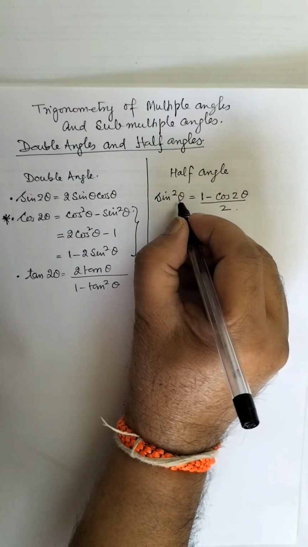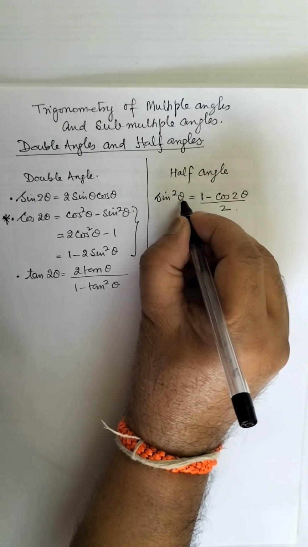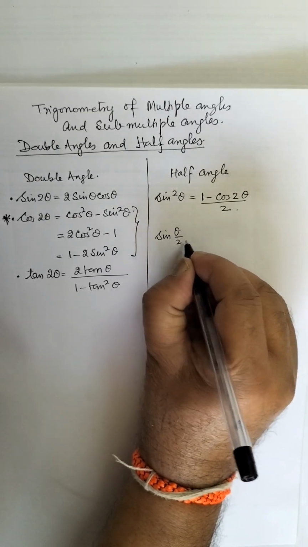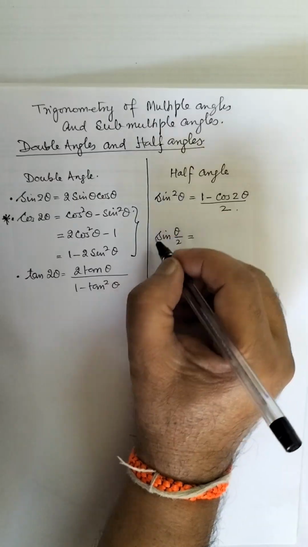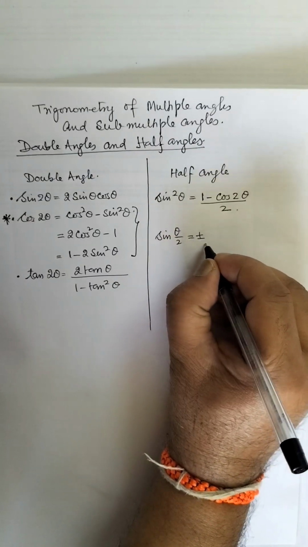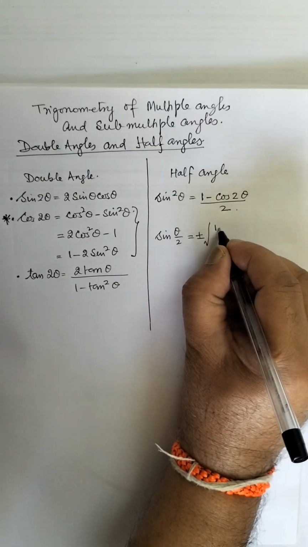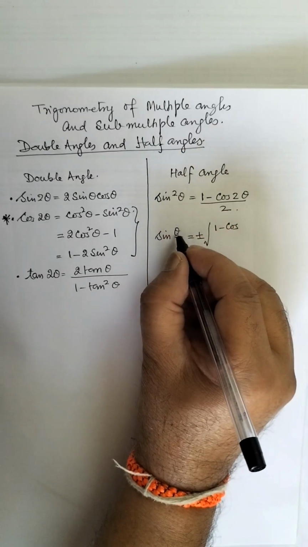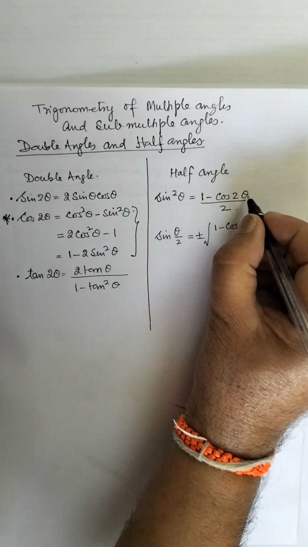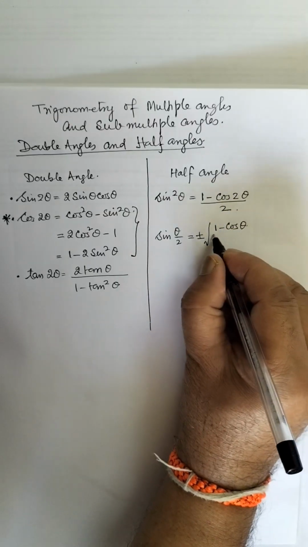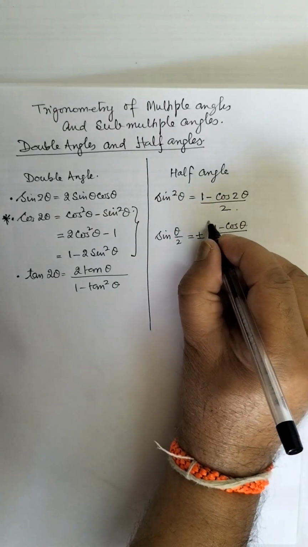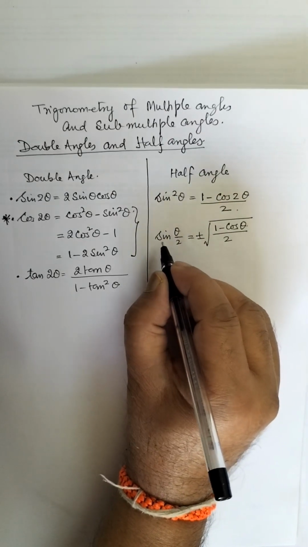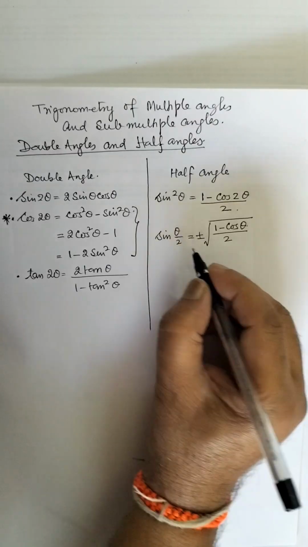Now if I just halve this theta, that means sine of theta by 2, because this is a square, I am taking the square root, plus or minus under root of 1 minus cos 2 theta. Since it was theta, I wrote theta by 2. Now it is 2 theta, I just write theta upon 2. So this is my expression for sine theta by 2, that is sine of half angle.